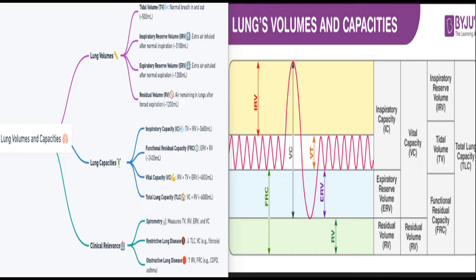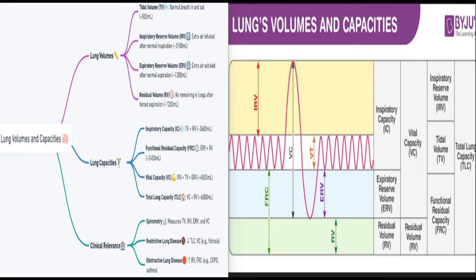And the functional residual capacity is the amount of air remaining in the lungs after a normal tidal expiration. Okay. And that is the residual volume plus the expiratory reserve volume. I think of functional residual capacity, 2400 mLs, being the residual volume plus the expiratory reserve volume. A total lung capacity of 5900 mLs is the maximum amount of air the lung can contain. So that's a combination of both the residual volume and the vital capacity.